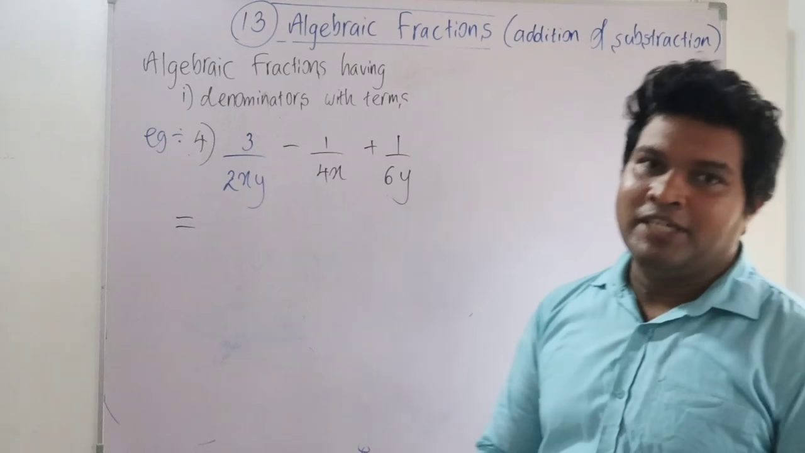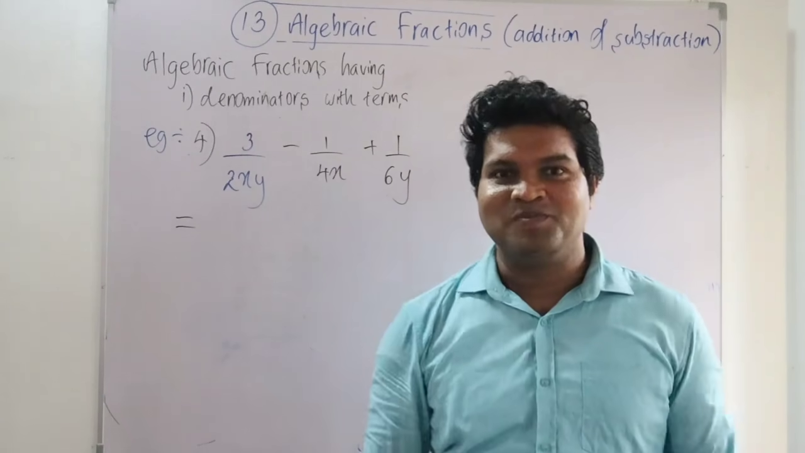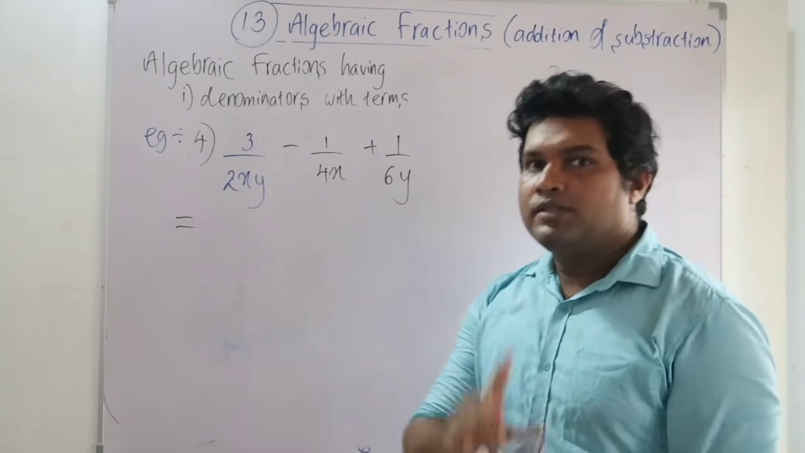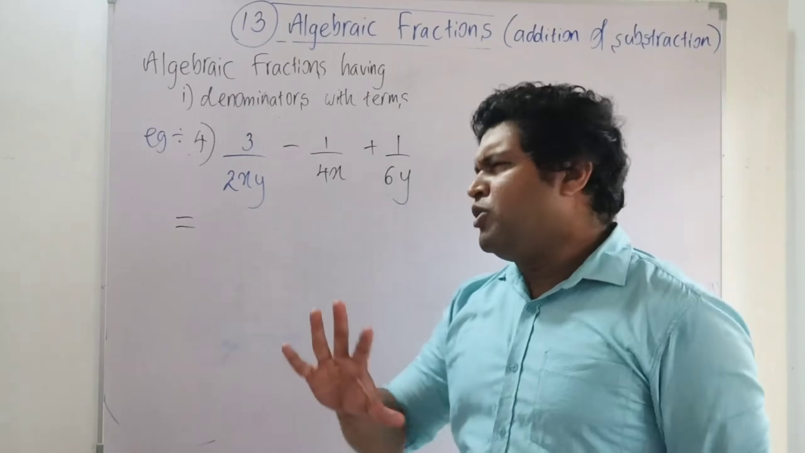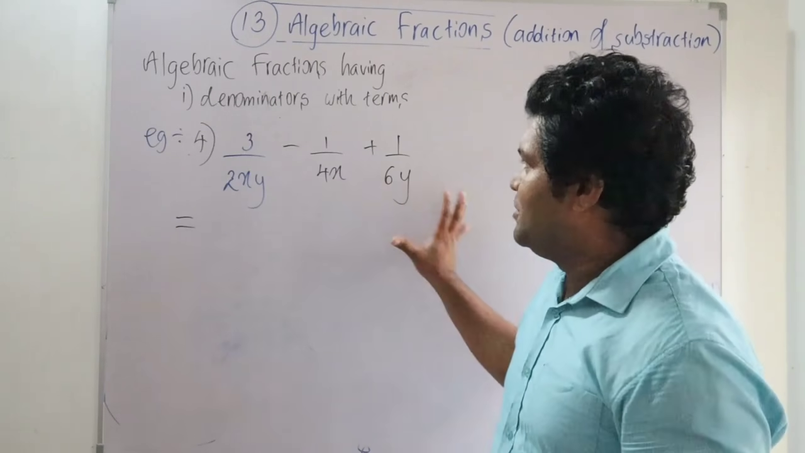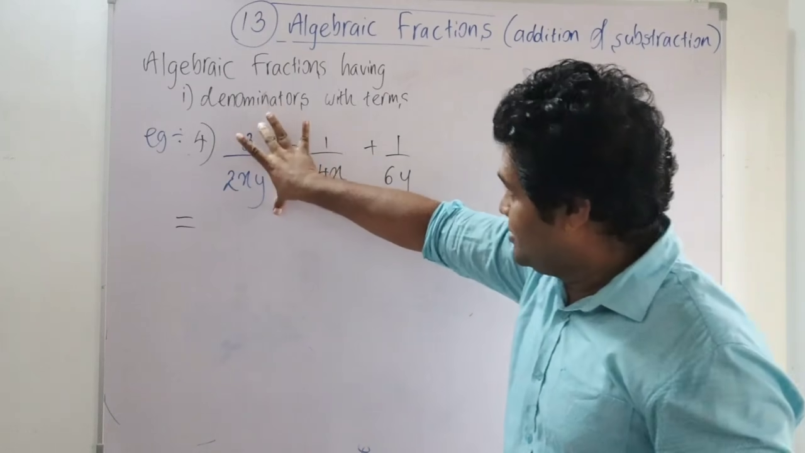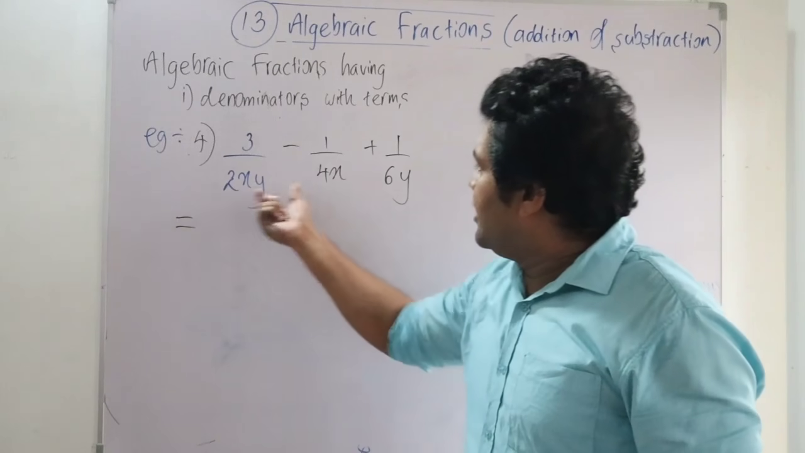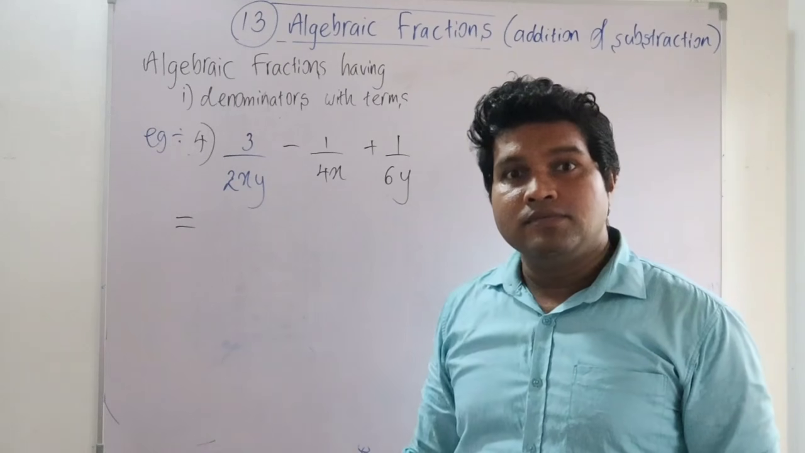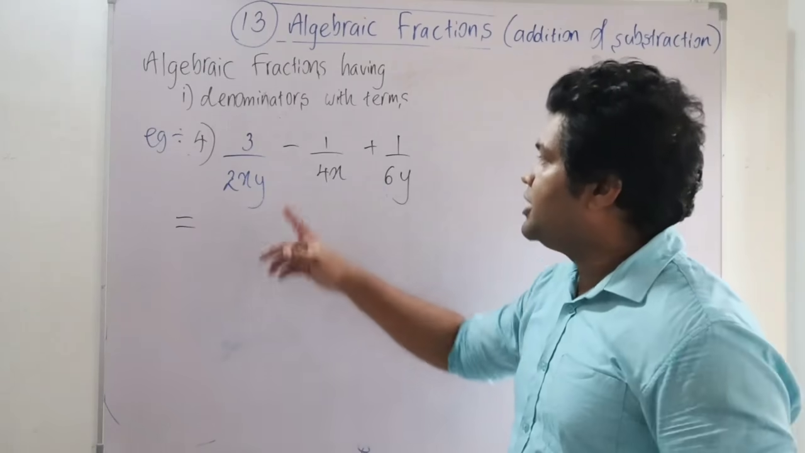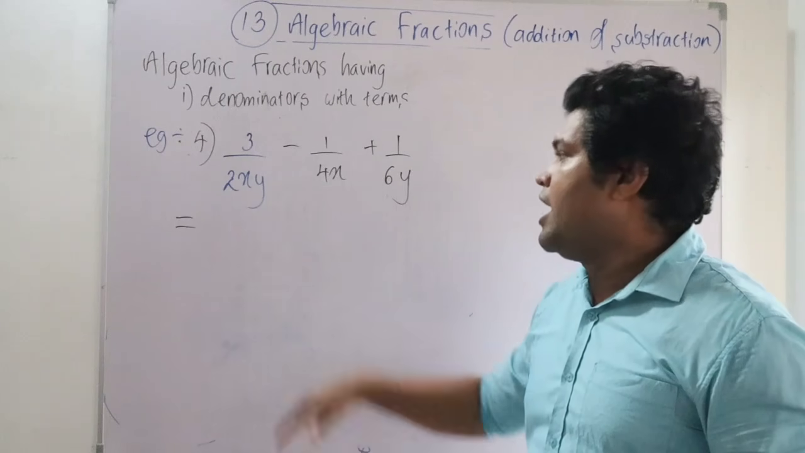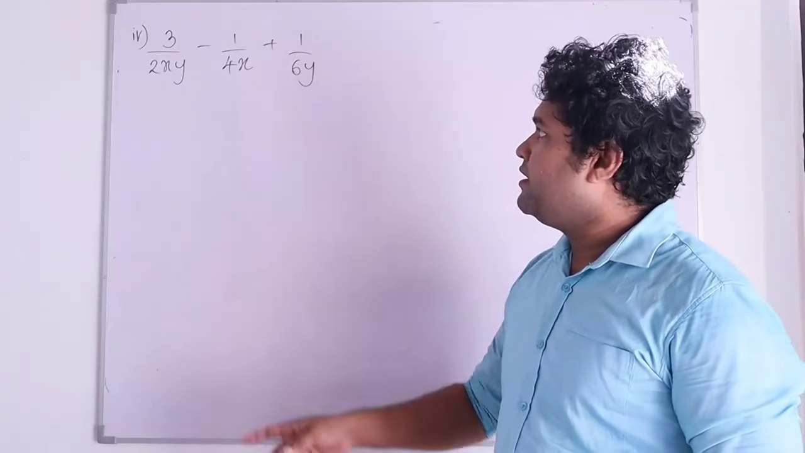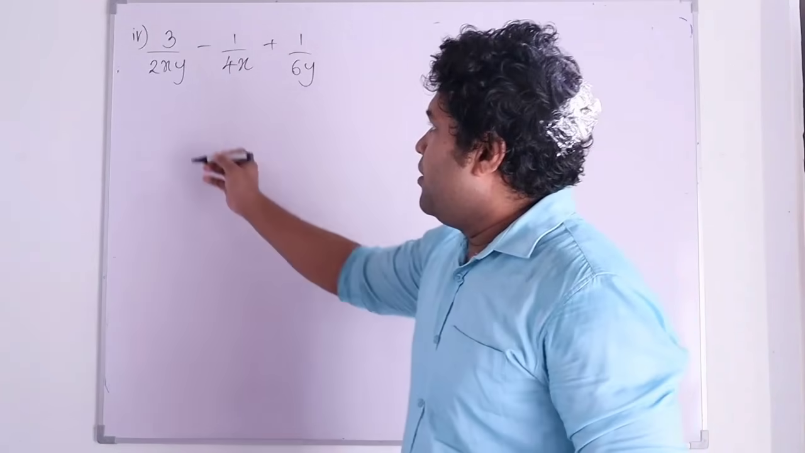Here, this question contains 3 algebraic fractions. We have to simplify these 3 algebraic fractions together. How to do it? Don't get upset with this problem. It is a large, long question, but we have 3 denominators: 2xy, 4x and 6y. Instead of these 3 denominators, we have to make 1 denominator. Let's find the LCM.